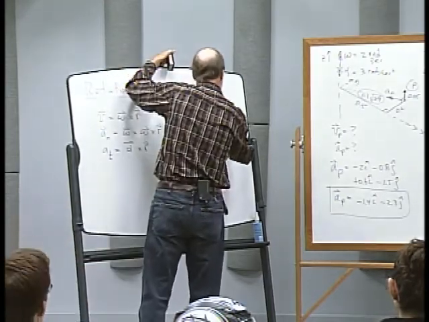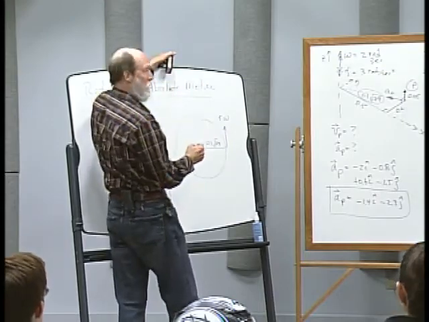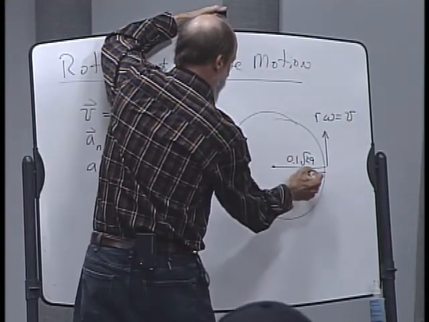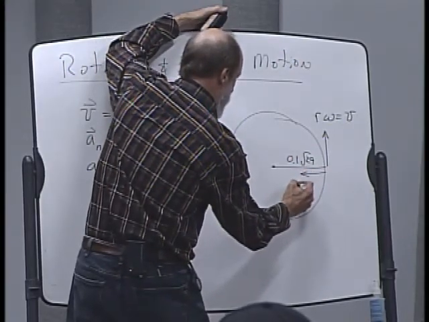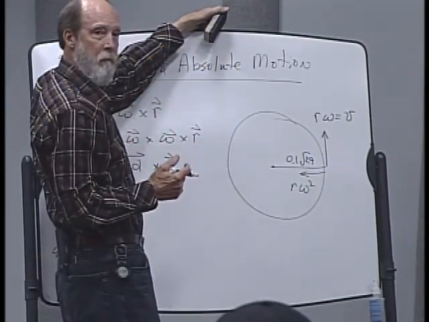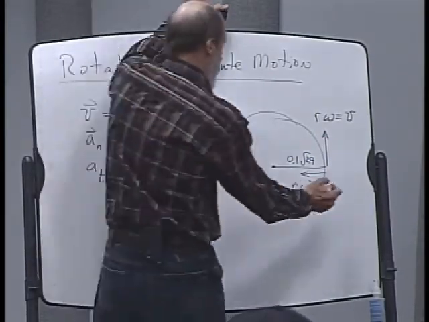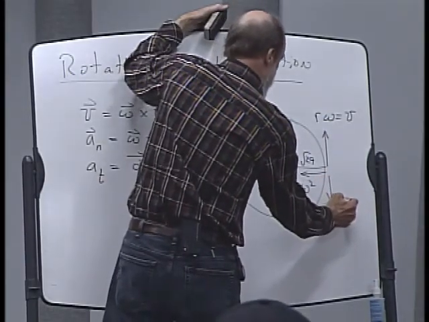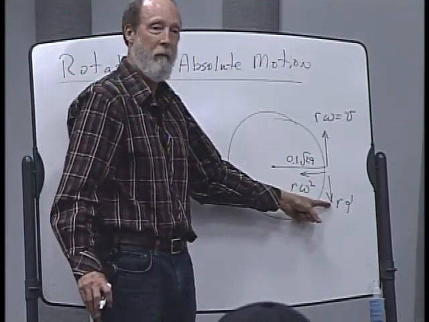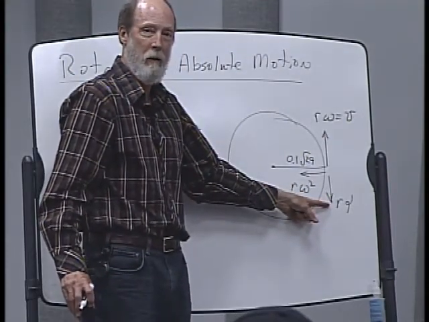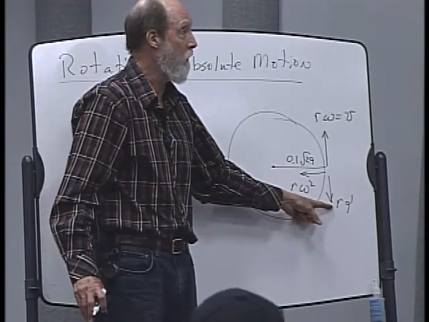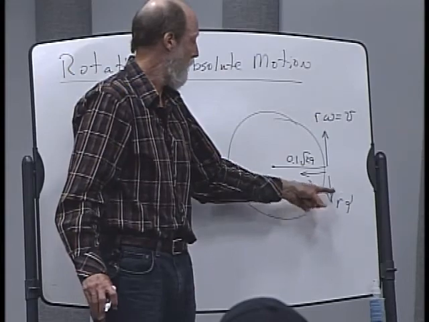with the r omega reading for the speed. And there should be a normal acceleration pointing back this way, which is an r omega squared reading. And there should be a decelerating component, r alpha. And it would be worthwhile to check to see what those scalar values are.